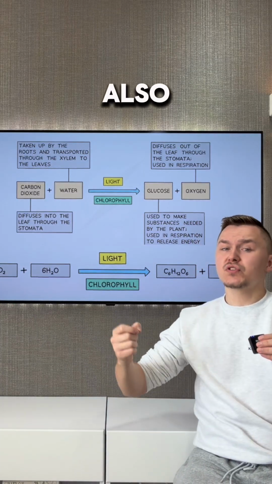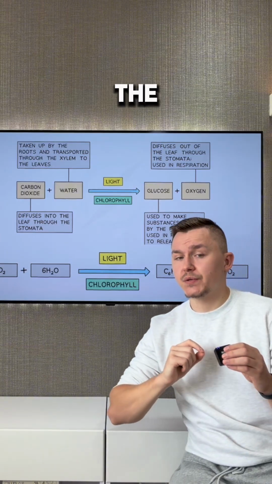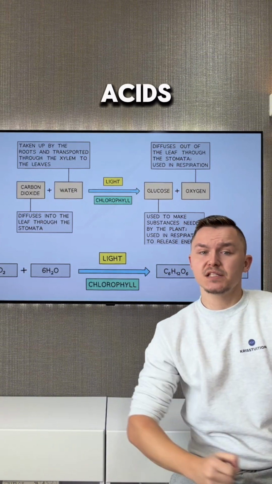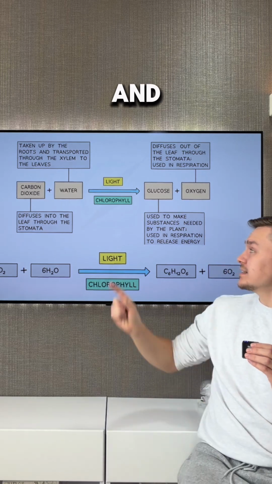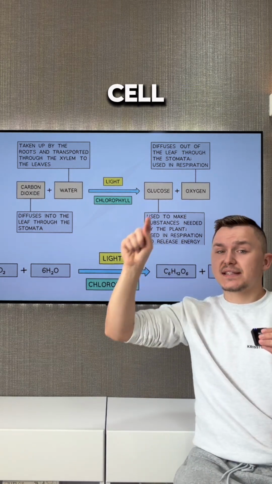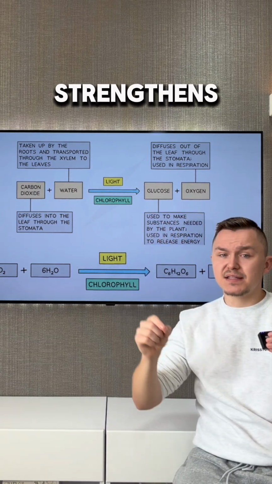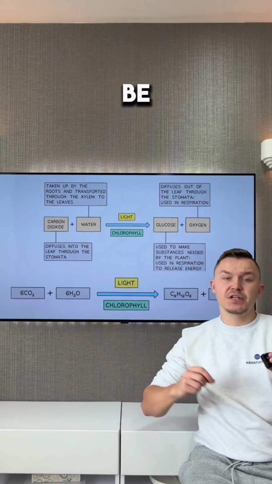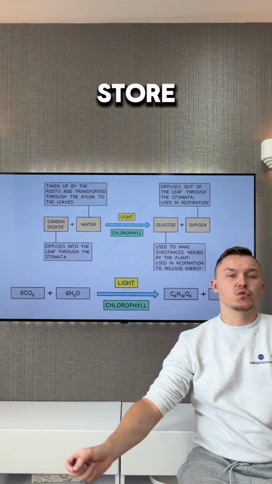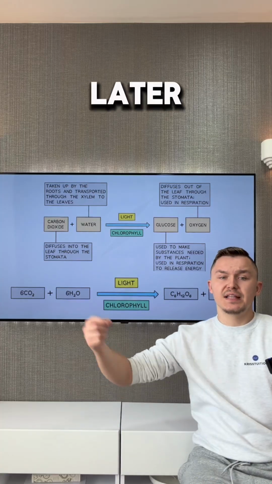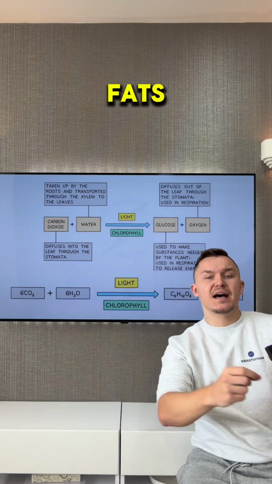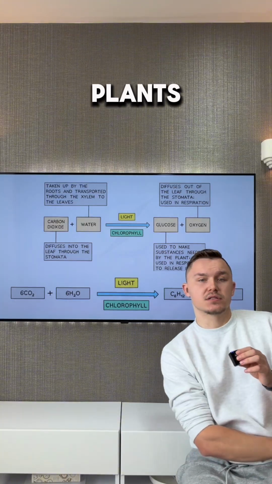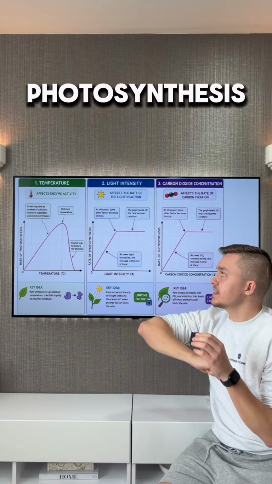place, both aerobic and anaerobic by the way, but also it combines with nitrates to form amino acids for protein synthesis, and it makes cellulose, which is the cell wall that we spoke about. It strengthens the cell wall and it's able to protect the plant. Some of this glucose can be converted into insoluble starch to store in leaves or roots for later, and it can also be turned into fats and oils, which again can be stored later, perhaps in the seeds of the plants. And here are the factors affecting photosynthesis.